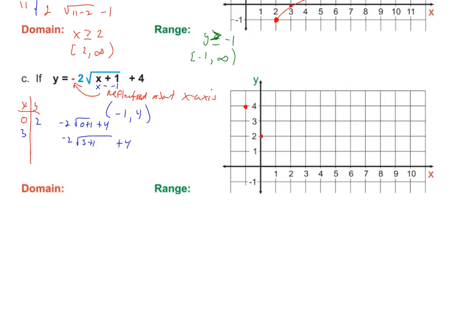3 and 1 is 4. Square root of 4 is 2. 2 times -2 is -4. -4 and +4 is 0. So we're at the point 3, 0.